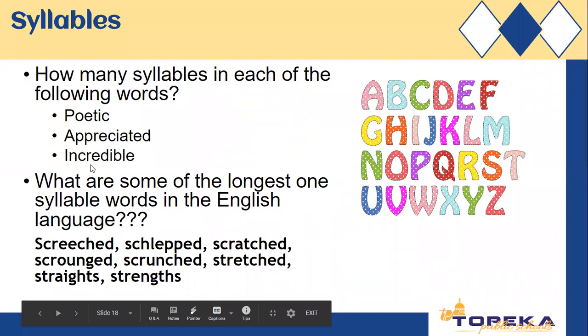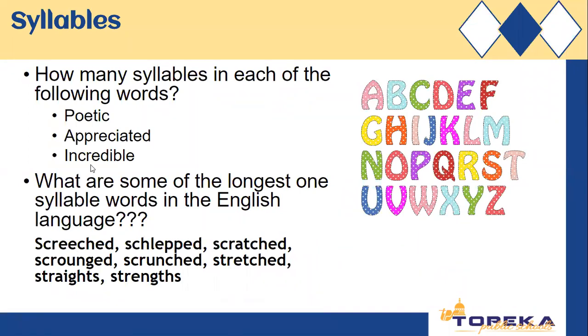So let's take a moment to break down these words. It says, how many syllables in each of the following words? Poetic. Poetic has 3 syllables. Po-et-ic. Appreciated. That's a hard one. Appreciated. That word has 5 syllables. Incredible has 4.